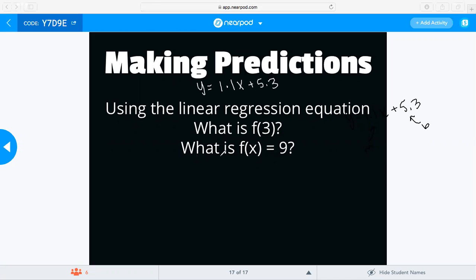All right. So use the linear regression equation to find f of 3. What is f of 3 asking? What is y equals something? So the 3 is replacing the x in f of x. So this is asking when x is 3, what is y? So what am I going to do with the x value here? Yep, so I'm going to replace that, substitute it with a 3. So f of 3 equals, I don't have my calculator. Yeah, I do. Here it is. So 1.1 times 3 plus 5.3 will give me 8.6.